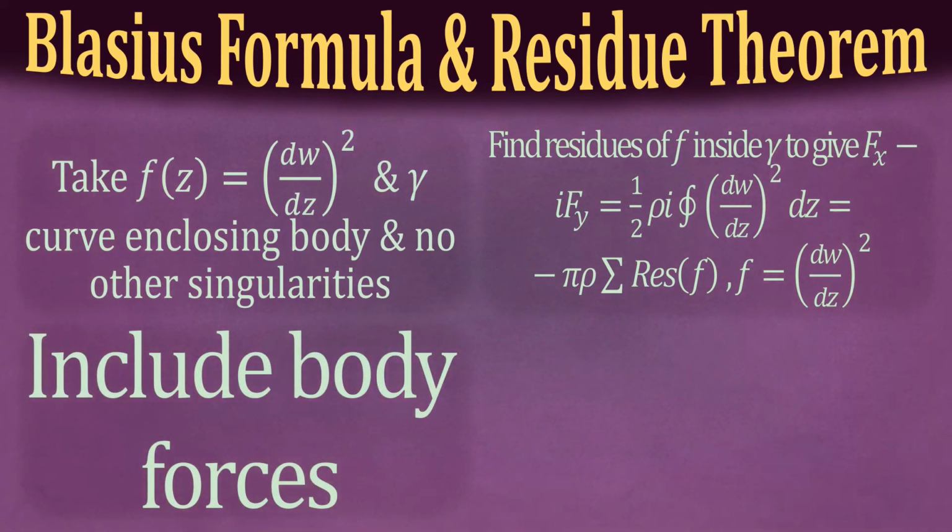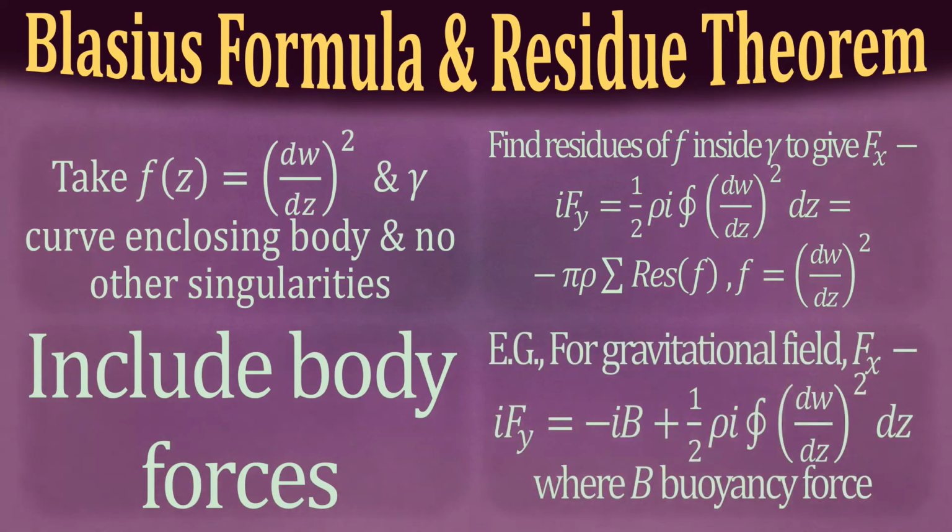For example, for a gravitational field, Fx minus i times Fy is equal to minus iB plus a half rho i times the integral of (dw/dz) squared dz, where B is the buoyancy force.